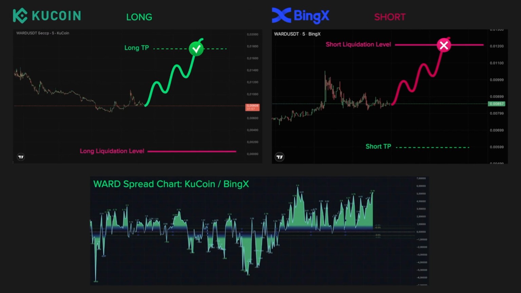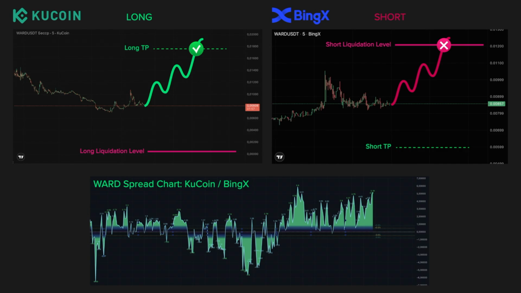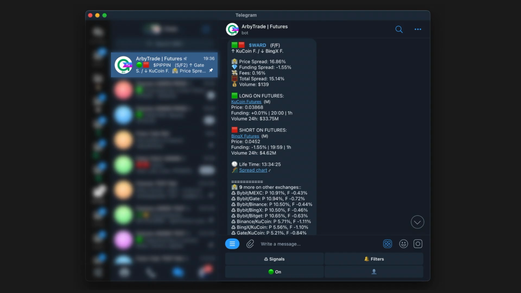Second, we also want to draw your attention to position insurance. In the case of trading situations with abnormally large spreads, or when using increased leverage, or when holding a trade overnight, you can use hedging cross-take profits and stop losses. Let's look at an example with the Ward Coin signal between KuCoin and BingX exchanges. Long on KuCoin and short on BingX.